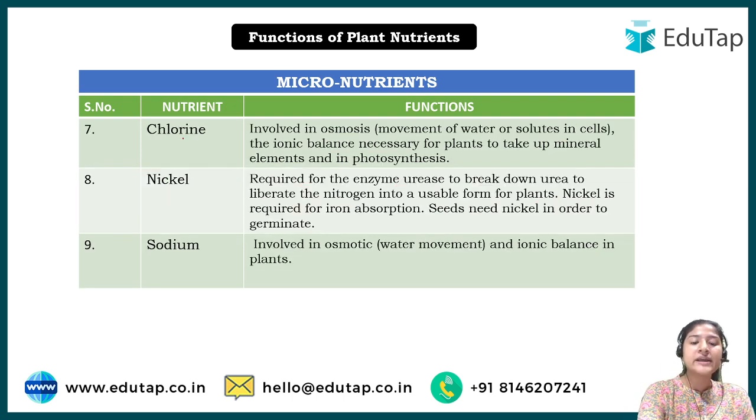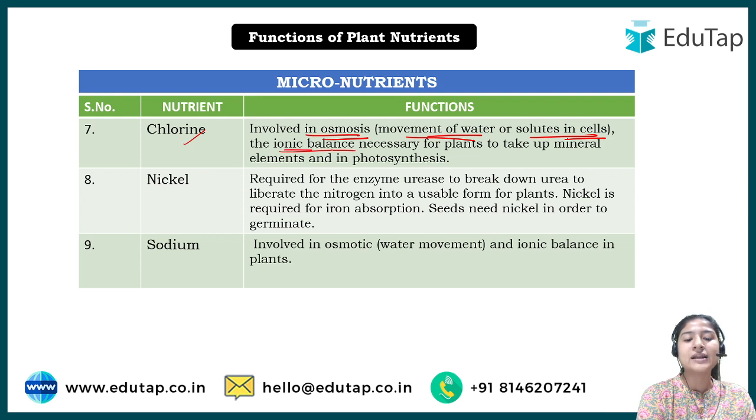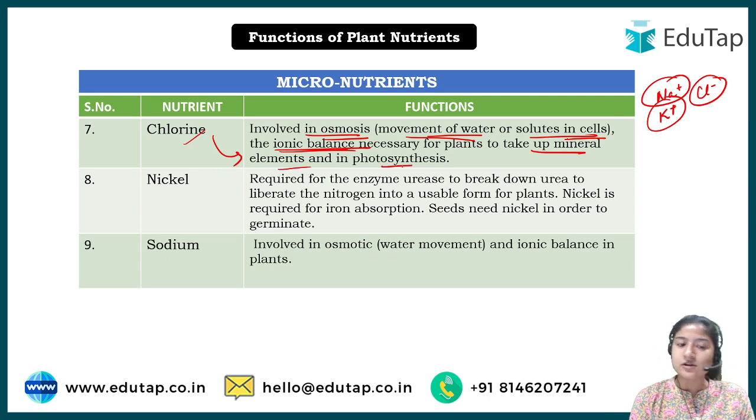Next comes chlorine. It is involved in osmosis. Osmosis is nothing but the movement of water or solute in the cell, moving from inside to outside of the cell, then outside to inside of the cell. It helps to balance the ionic balance. Ions are what? Na plus, K plus, right? Cl minus. These are the ions, and chlorine helps to balance that. It also helps to take up mineral elements, and in photosynthesis. In photosynthesis also it helps.